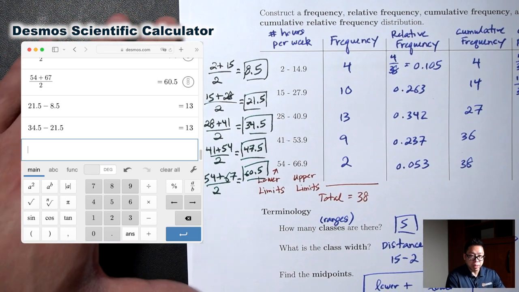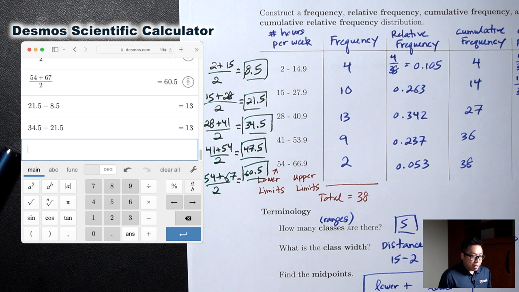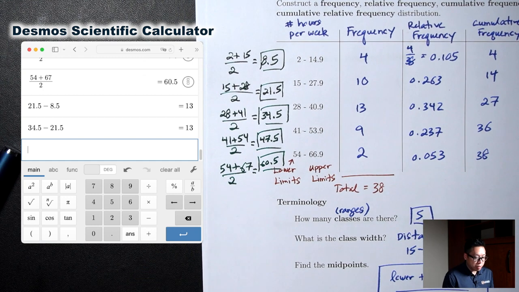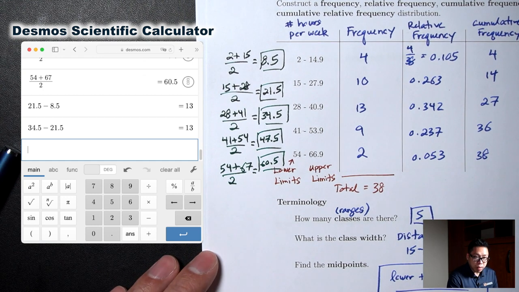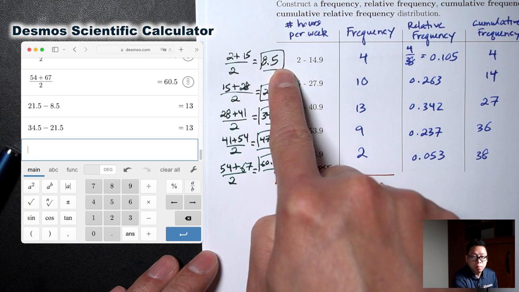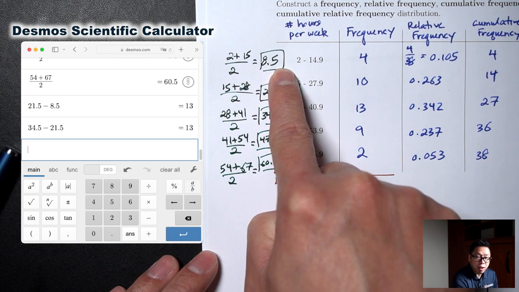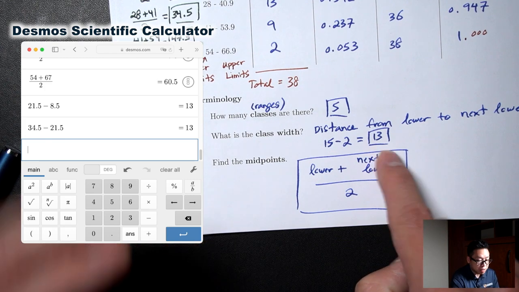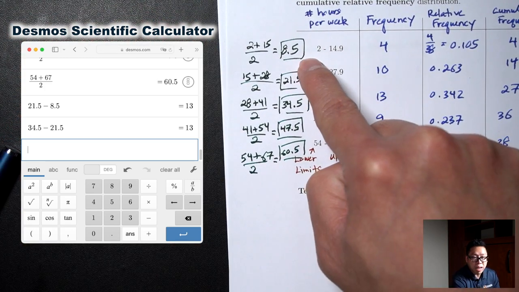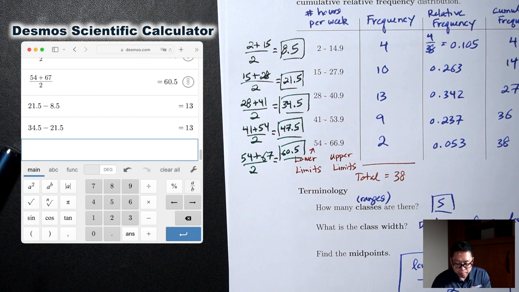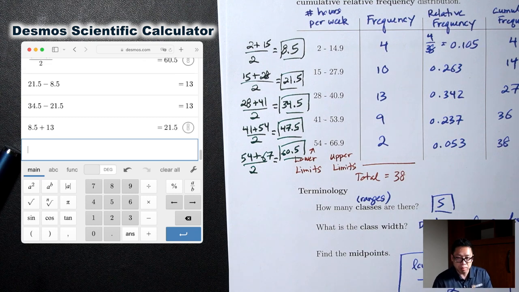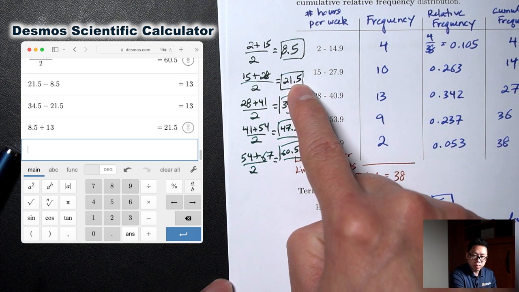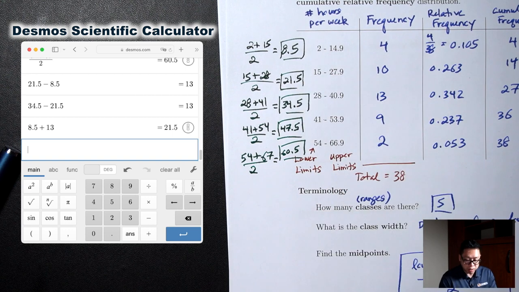So what does this mean? This means that we can actually save some time. All you really need to do is use the formula to get that first midpoint. Once you know that first midpoint, and you know the class width, all you need to do is just keep on adding 13, right? So 8.5, add 13, it's 21.5, okay? Start with 21.5, add 13 again.